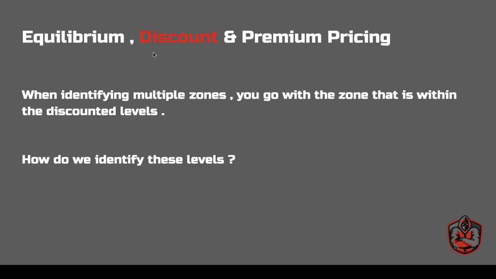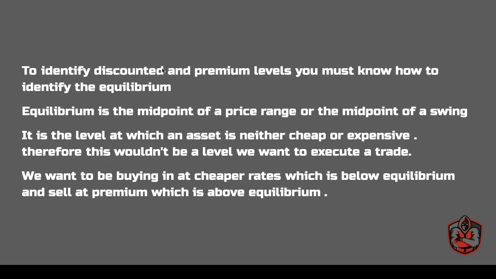Understanding equilibrium, discount, and premium pricing is essential when trading supply and demand. When identifying multiple zones, you go with the zone that is within our discounted levels. Now, how do we identify these levels? To identify discounted and premium levels, you must know how to identify the equilibrium. Equilibrium is the midpoint of a price range, or the midpoint of a swing. It is the level at which an asset is neither cheap or expensive.